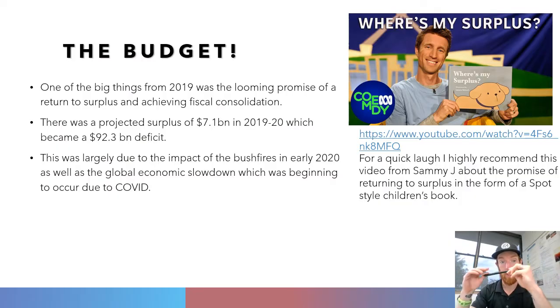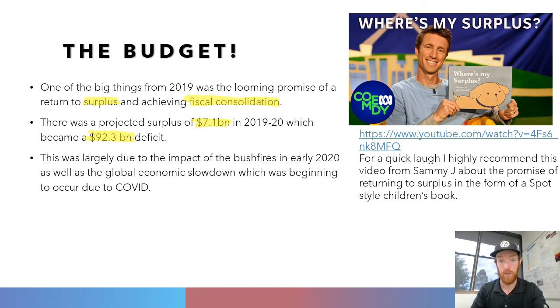All right, so first we're going to look at the budget. With the budget, one of the big things in 2019 was the looming promise of a surplus and achieving fiscal consolidation, or at least moving towards it. One of the big pushes was that we were going to have a surplus, which we hadn't had in decades. That was going to help us achieve fiscal consolidation over the medium term, where our surpluses would cover our previous deficits. We had a predicted surplus of 7.1 billion in that 2019-2020 budget. However, this became a $92.3 billion deficit when we got to the budget outcome.